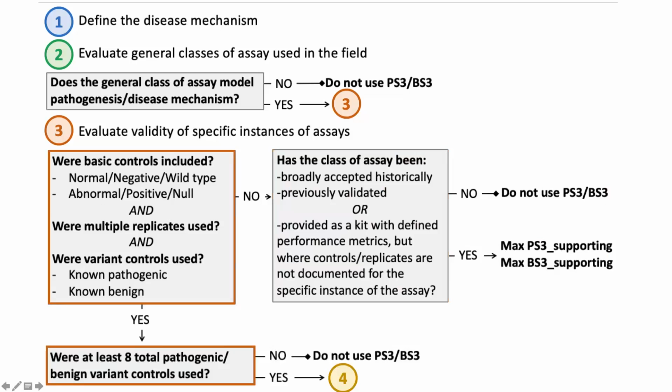If these conditions are met and there's at least 8 total pathogenic and benign variant controls used, then we found that you can proceed to a more nuanced approach for how to apply the evidence to individual variant interpretation. And I'll get to how we came up with 8 in just a moment.